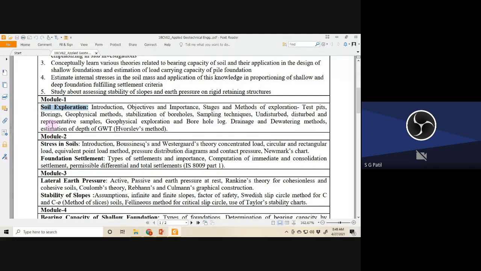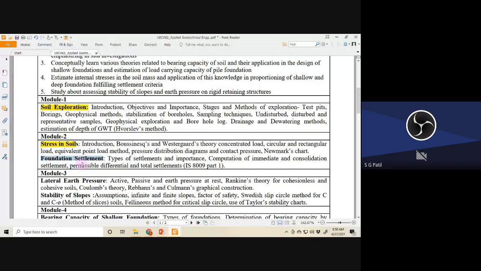In module 2, in the first part, we will see stresses in soil because of construction of your foundation. What is the stress increase in the soil due to your superstructure? That we will study in stresses in soil. Then the second part of module 2 is foundation settlement. In this topic, we will see how much settlement is going to occur in the soil because of the superstructure.